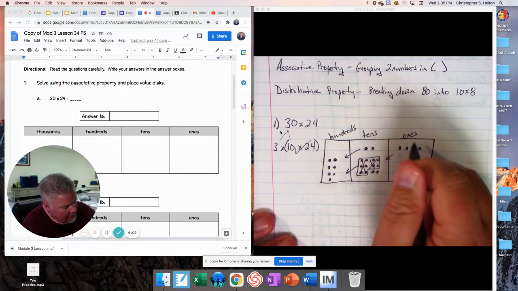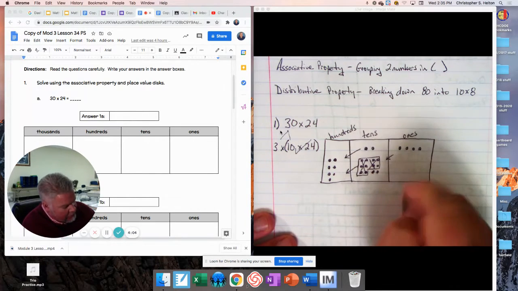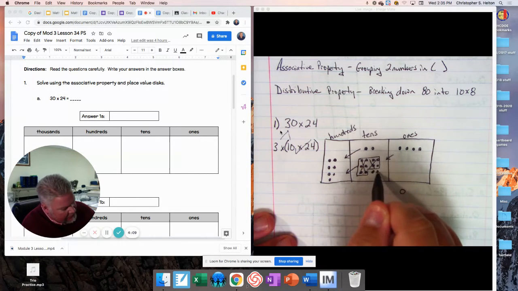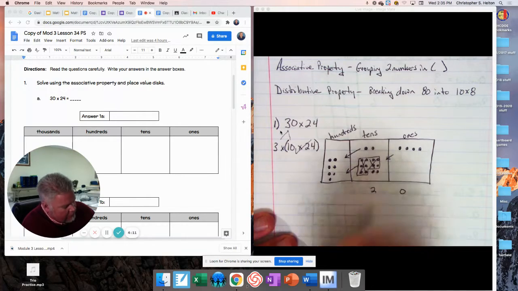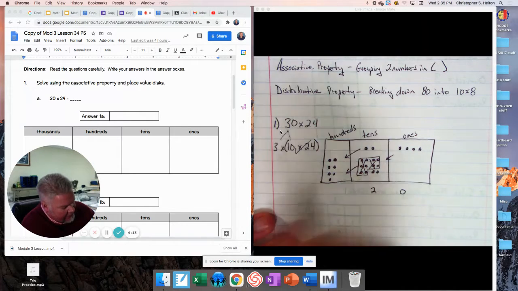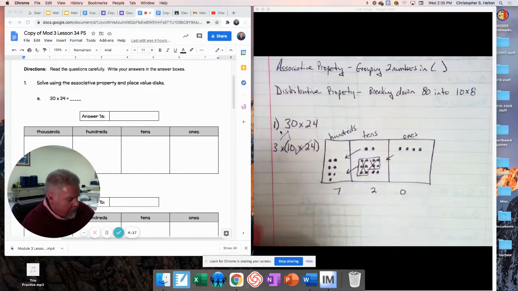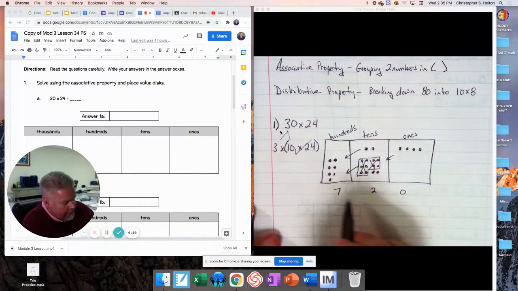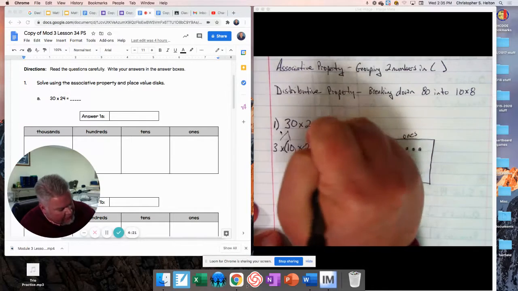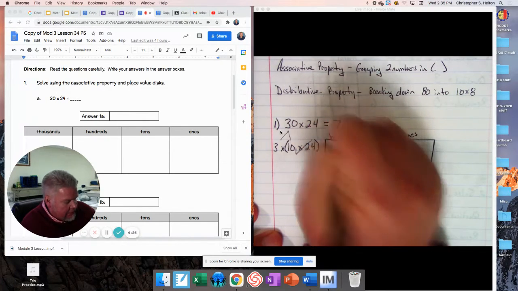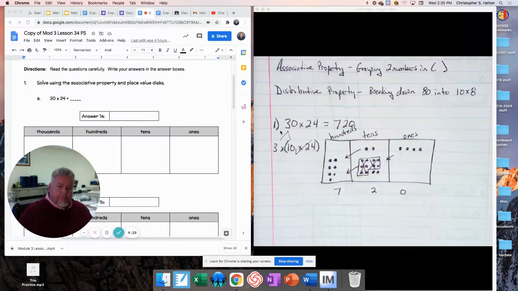How many ones do we have? We don't have any because we moved them over there. How many tens do we have? We have these 2. And how many hundreds do we have? 1, 2, 3, 4, 5, 6, 7. So what's our answer? Our answer is 720. So 30 times 24 equals 720. What do you think about that?